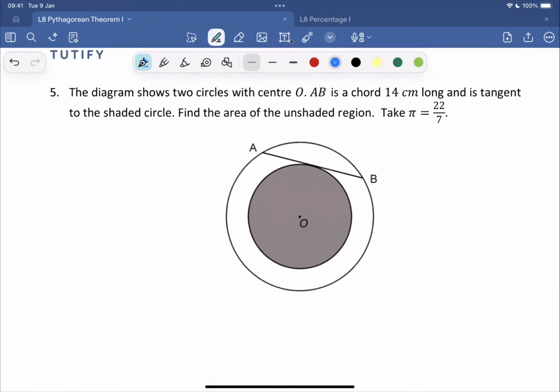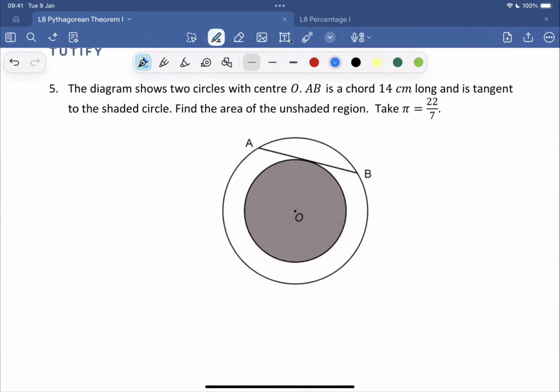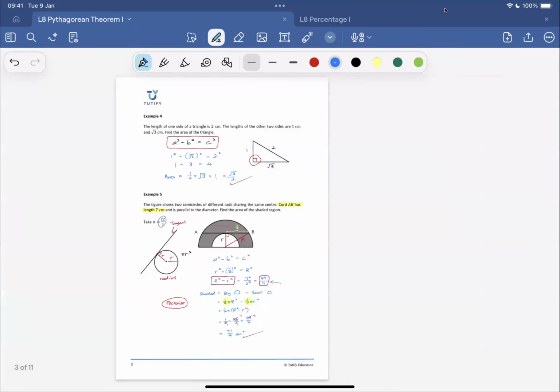So, students, let's take a look at question 5. Does this remind you of another question, students? Does anybody know which question it reminds you of? Yes, Breven, which question does it remind you of? Which example? 5. Thank you, Breven. Example number 5. Let's go back to example number 5.